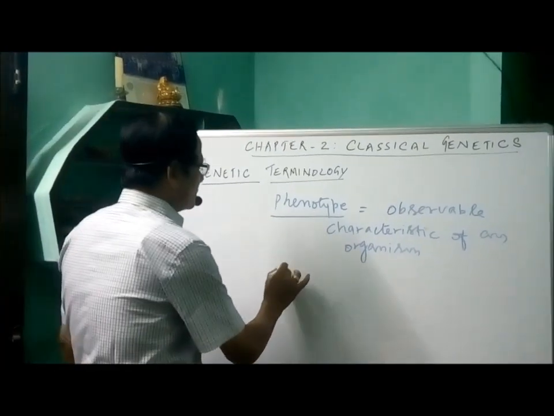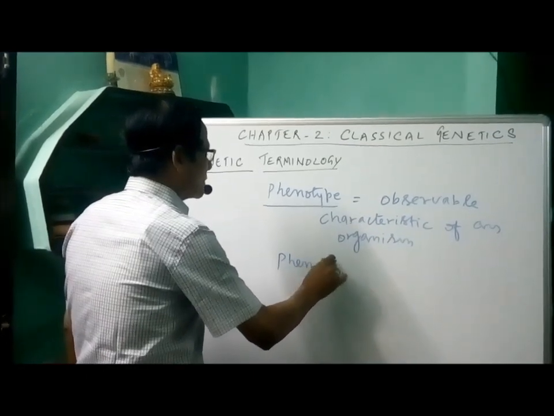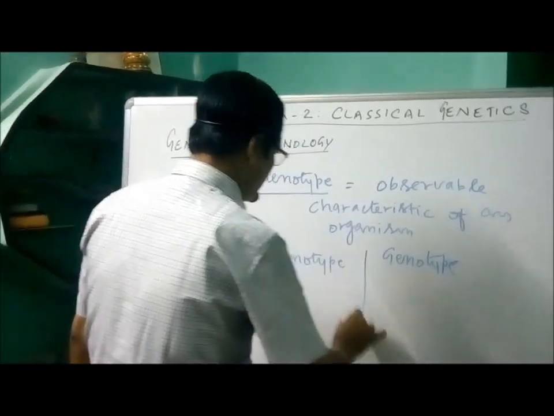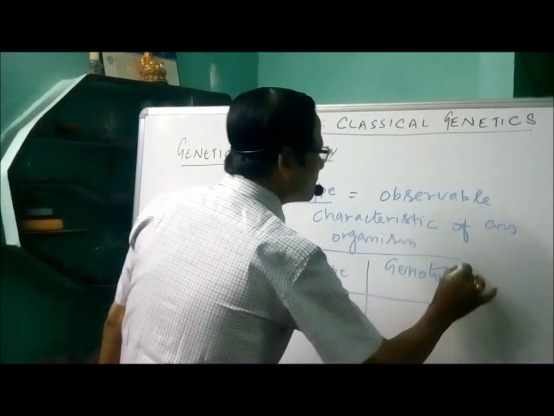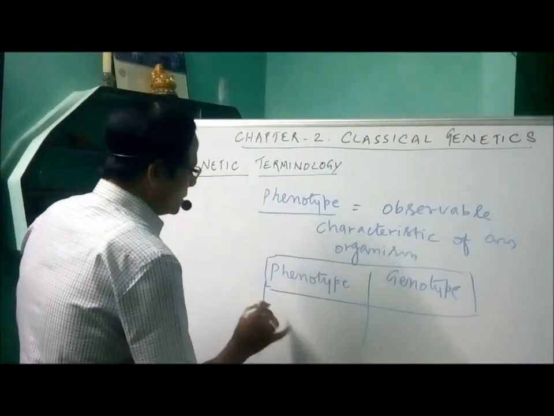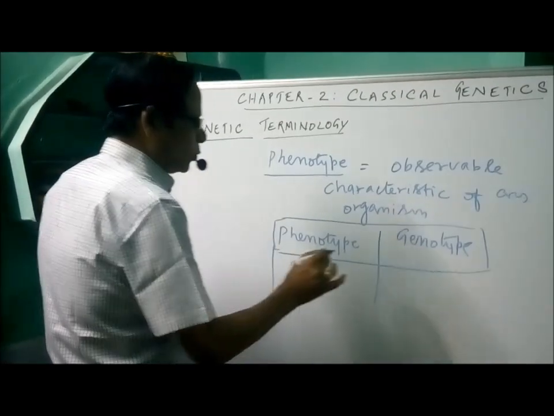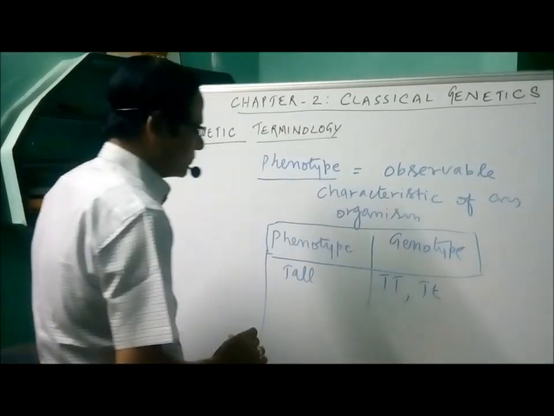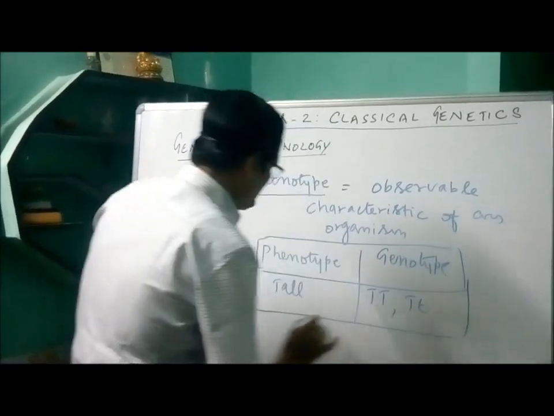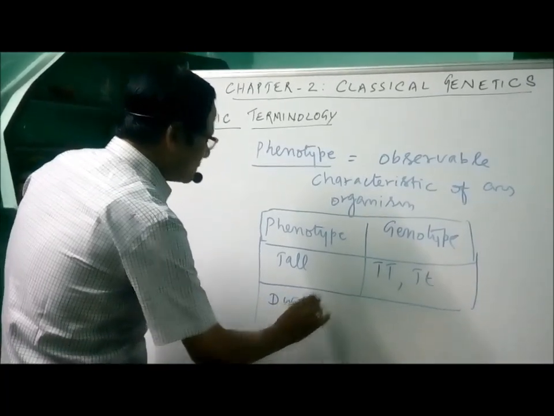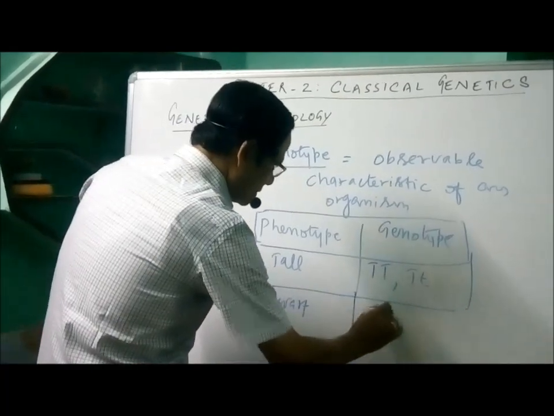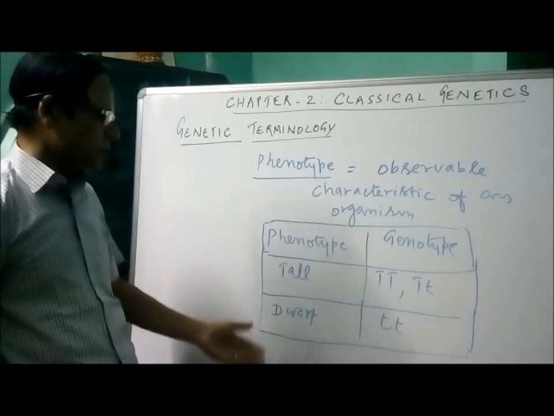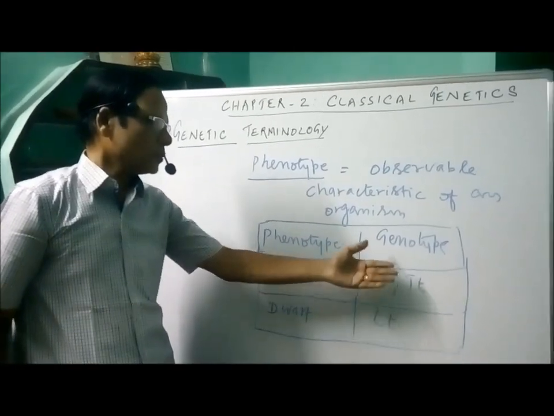Suppose, for example, I am taking phenotype as well as genotype together. Genotype. For example, tall. We have two genotypes. The tall may be homozygous or heterozygous. This is one. And we are taking another one, the recessive character, dwarf. What is the genotype? That is, we have the recessive gene in homozygous condition. So for tall, that is capital T capital T or capital T small t.